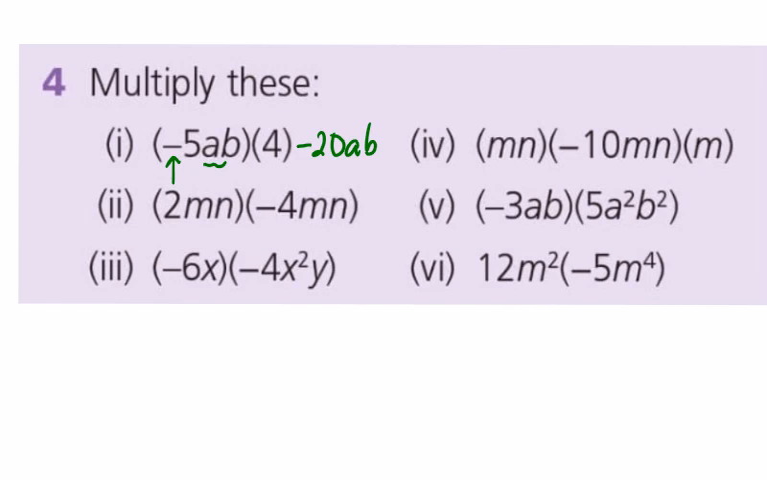Again, in number 2, we have a minus, just one of them. 2 by 4 is 8. We have this m to the power of 1 by m to the power of 1, but we're going to say m by m is m squared, and n by n is also n squared. So minus 8m squared n squared. Number 3, we have 2 minus signs. We can put a plus down, but we don't need to. 6 by 4 is 24. This x by this x squared is x cubed. 1 and 2 is 3, and we just have the y on its own.